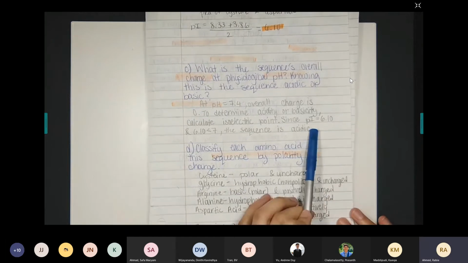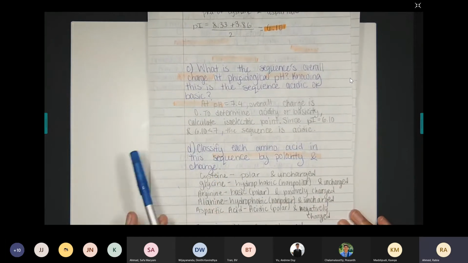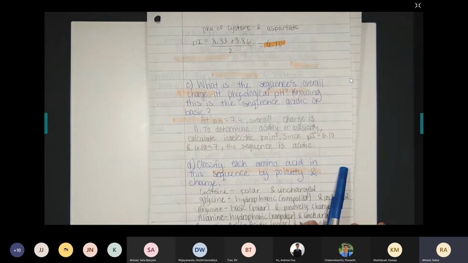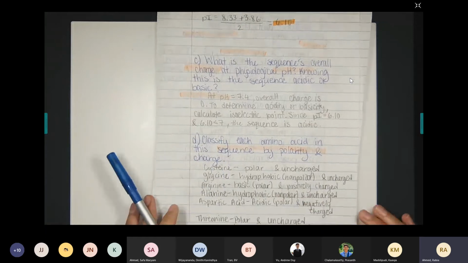Okay. And then for pI, if it's less than the given pH, then it's going to be acidic. And if the pI is greater than the given pH, it's going to be basic.